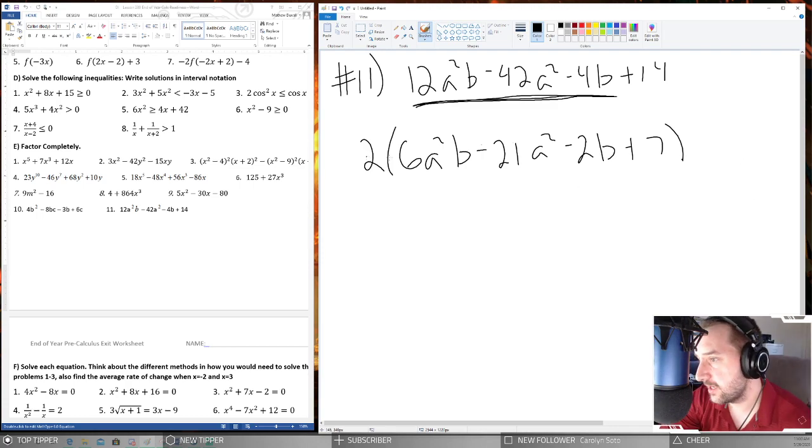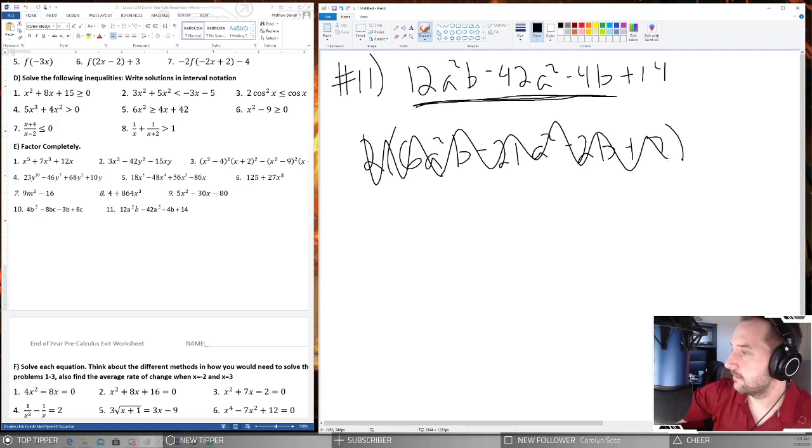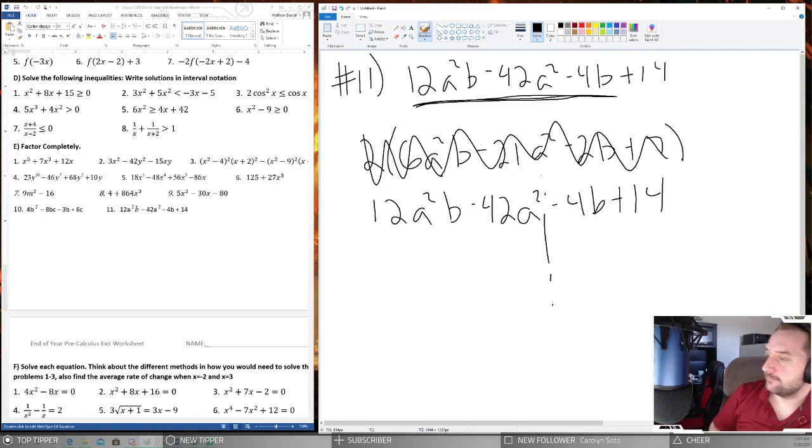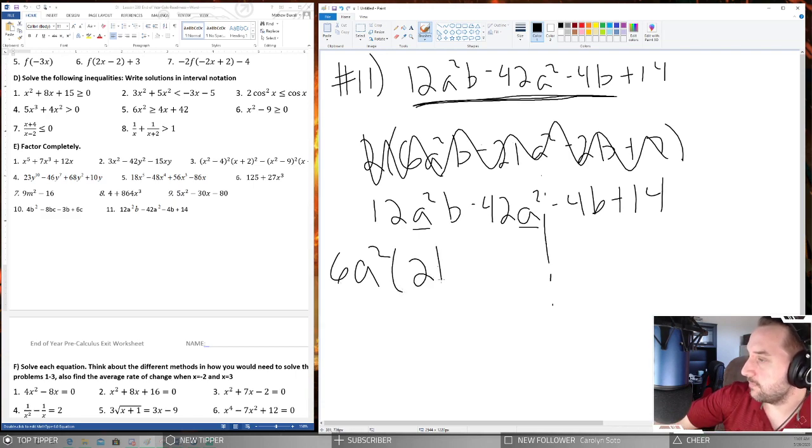Or, let's try this. What if, because I have 4 terms here, what if I try factor by grouping? So I kind of split the two terms. This is a way that we can factor. I look at what's in common. There's an a squared in both of these, and between 12 and 42, there's a 6. So then I'm left with 2b and then minus 7.